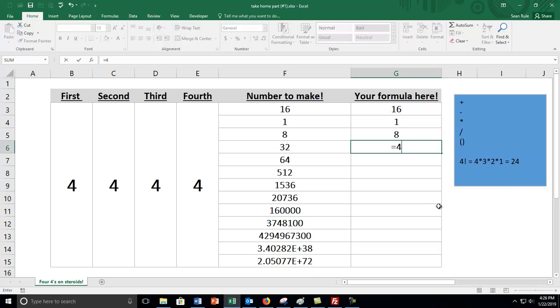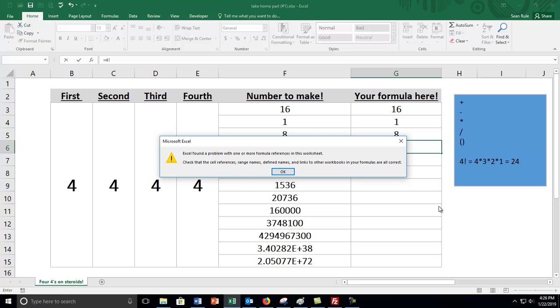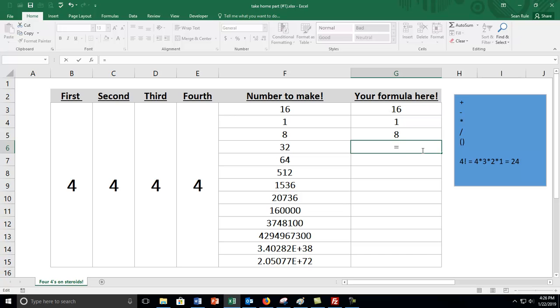The problem is, in Excel, let's just try that in this next line right here. Let's type equals 4 exclamation point. When you press enter, it says it found a problem. It doesn't like that notation. So you can't use the exclamation sign with a number and have a factorial.